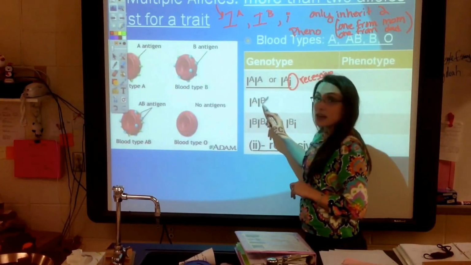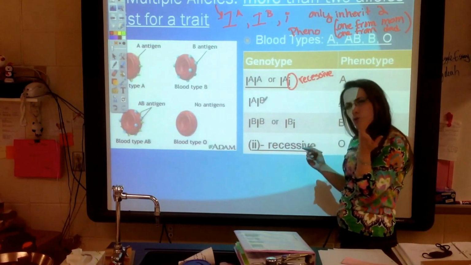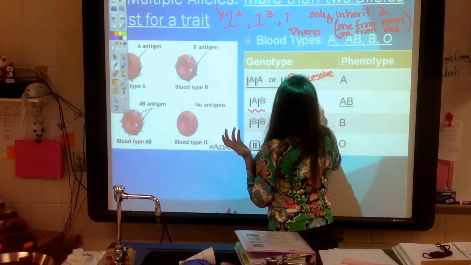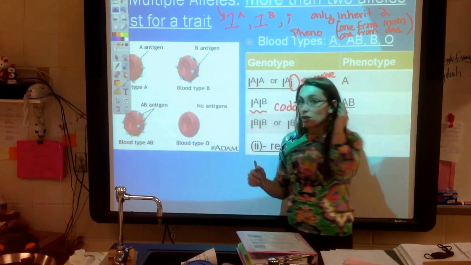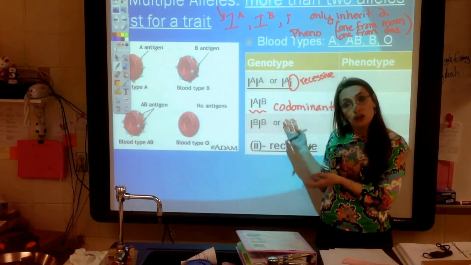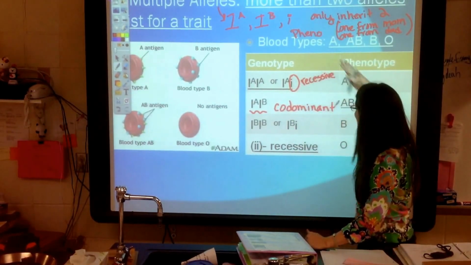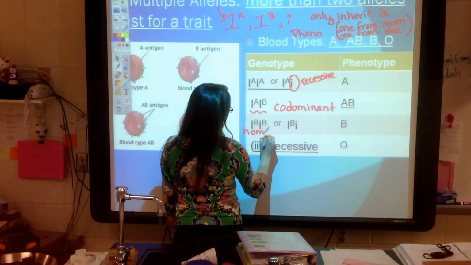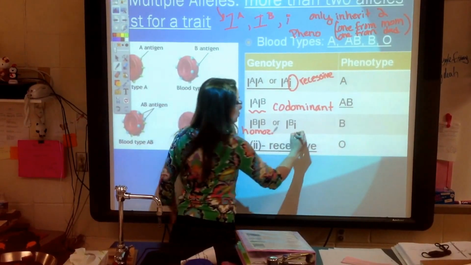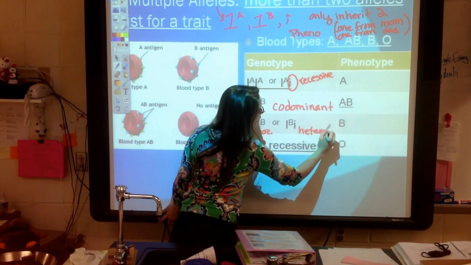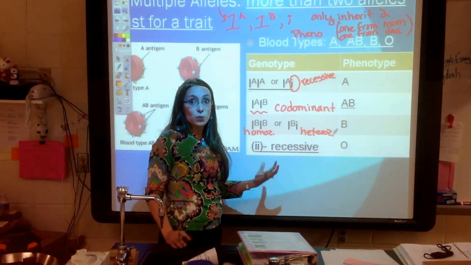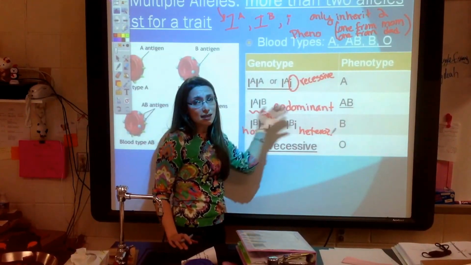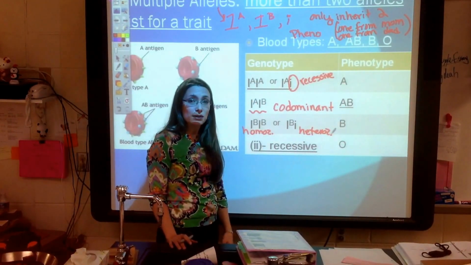IA IB gives us the type AB. What does that tell us? It tells us that these two are codominant. So one of the main examples of codominance other than sickle cell is actually your blood type. If you are blood type B, it might be because you are homozygous blood type B, or because you're heterozygous blood type B. So you can see how all of these words that we've been learning, genotype, phenotype, dominant, recessive, codominant, homozygous, heterozygous, all these words are really important.